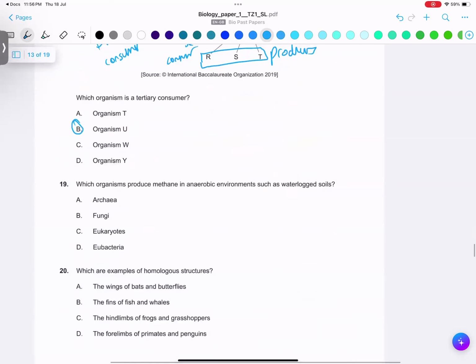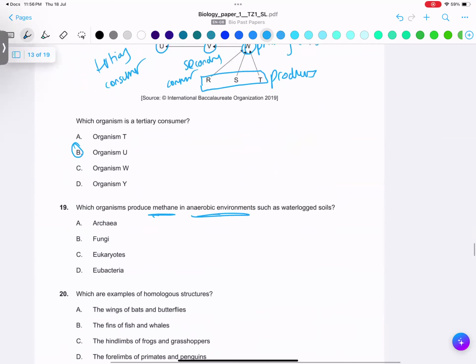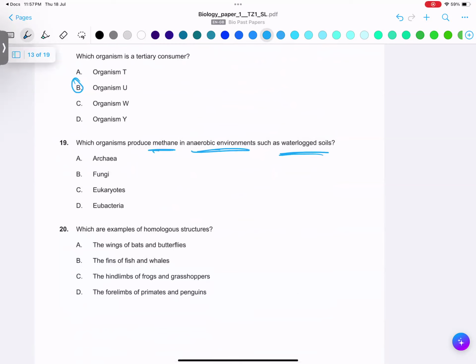So question 19, which organisms produce methane in anaerobic environments such as waterlogged soils? This is quite an easy one, so we know that it's archaea, because eukaryotes do not do this. They do not produce methane, nor do bacteria or fungi.